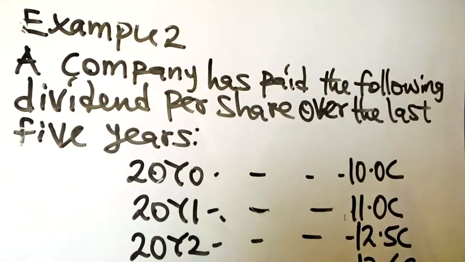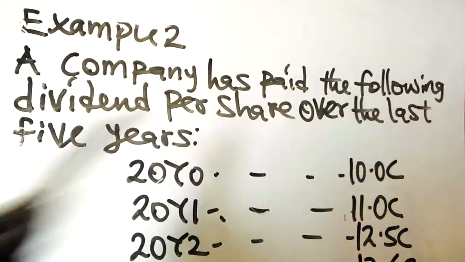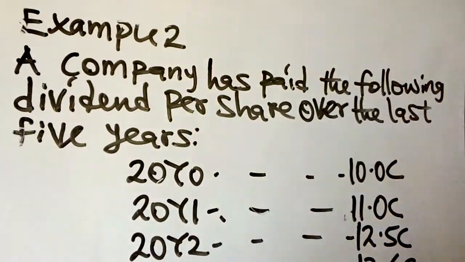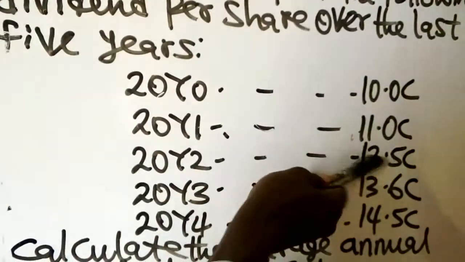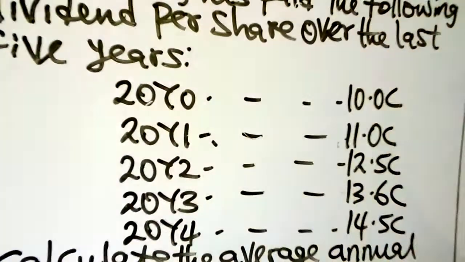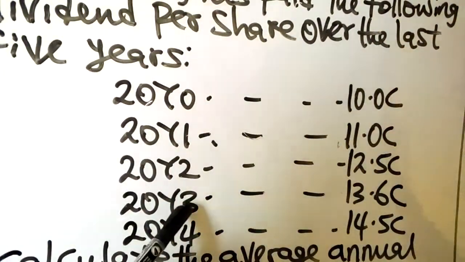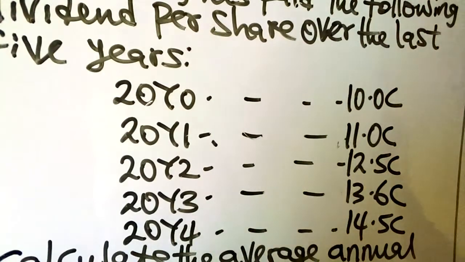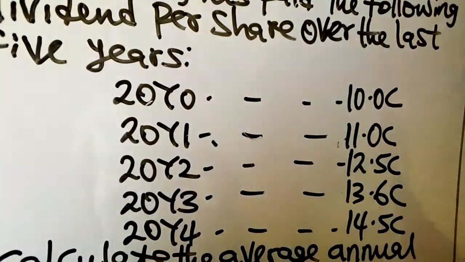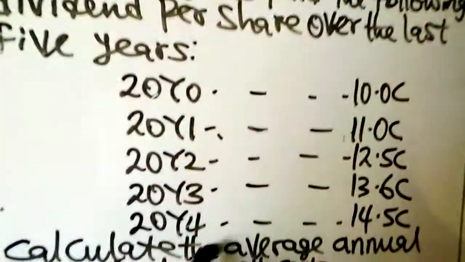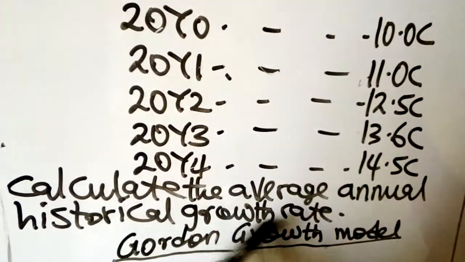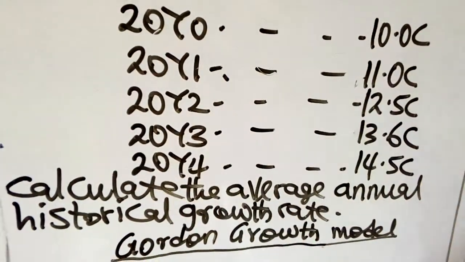20Y0, 10.0 cents was paid. 20Y1, 11.0 cents was paid as dividend. 20Y2, 12.5 cents was paid. 20Y3, 13.6 cents was paid as dividend. 20Y4, we have 14.5 cents paid. You have to calculate the average annual historical growth rate. You want to calculate the growth rate.